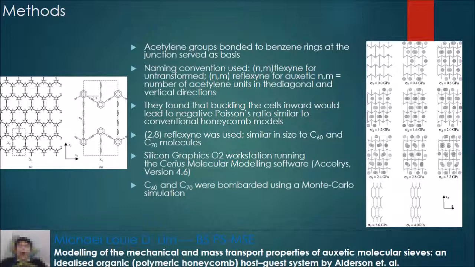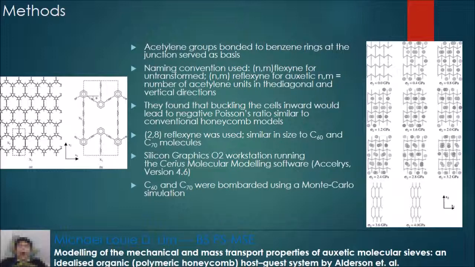For the sake of naming convention, the researchers named the structures NM-flexene, where N and M are the number of acetylene links in the diagonal and vertical directions respectively. They used Re-flexene for the auxetic structures.